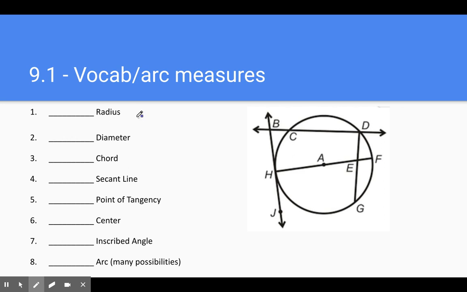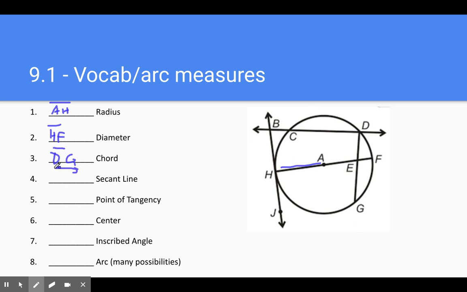If you paused it, great. If you didn't, let's go through it, right? A radius, an example could be segment AH, could be segment AF, right? There's multiple different answers. A diameter would be segment HF. A chord passes through the circle, so that would be segment DG. A secant line goes through a circle, that would be line BD.